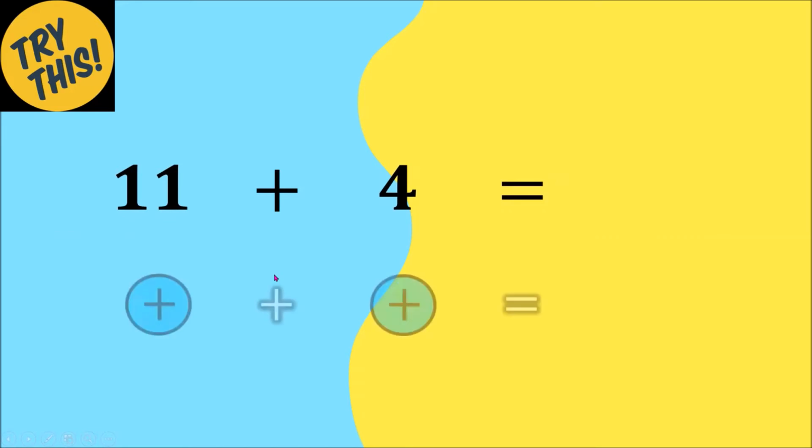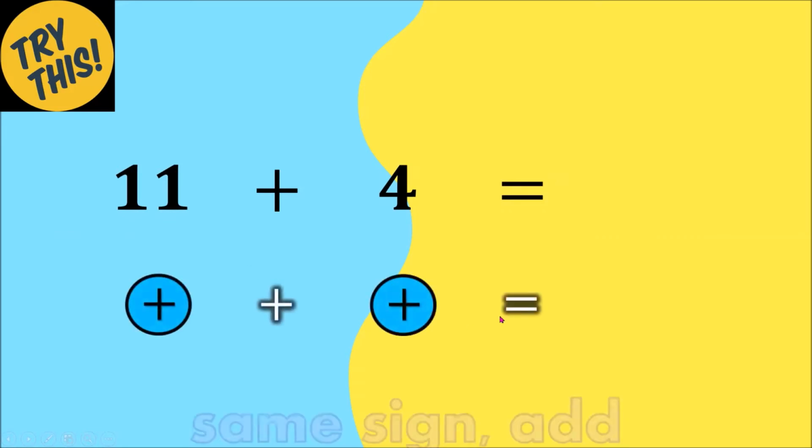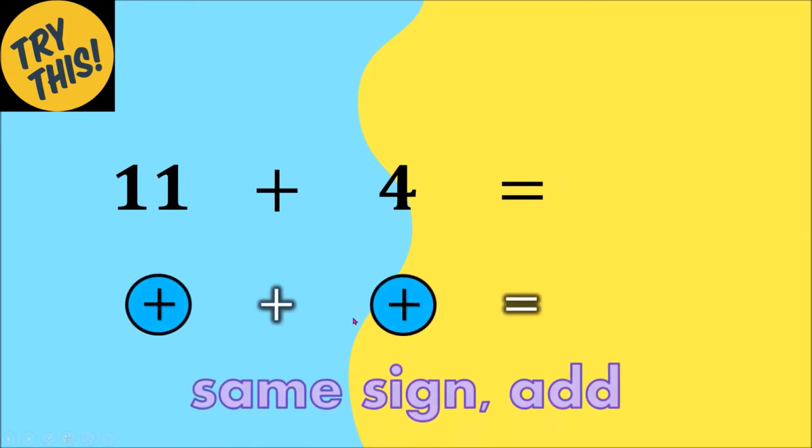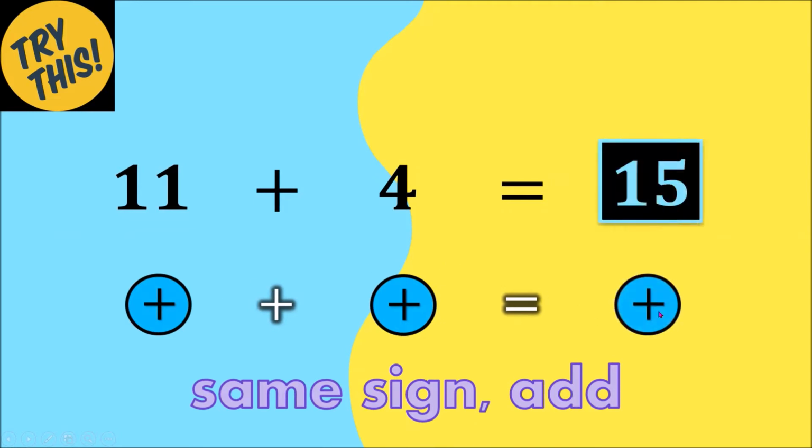Okay, so let's try this. 11 plus 4. So 11 and 4 are both positive. So our rule here will be same sign, add. So we need to add 11 plus 4 and just copy the same sign. So that is positive 15. 11 plus 4 is positive 15.